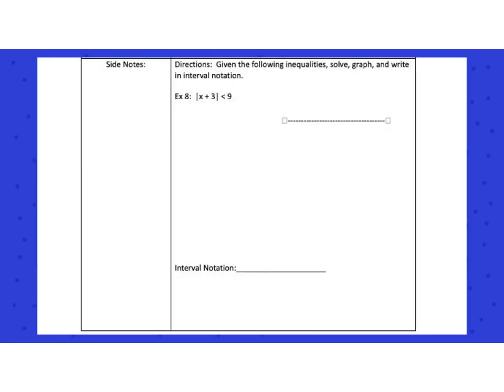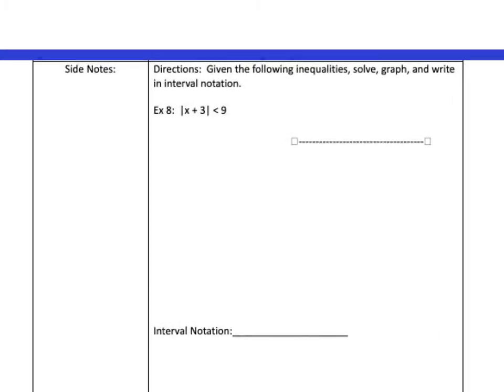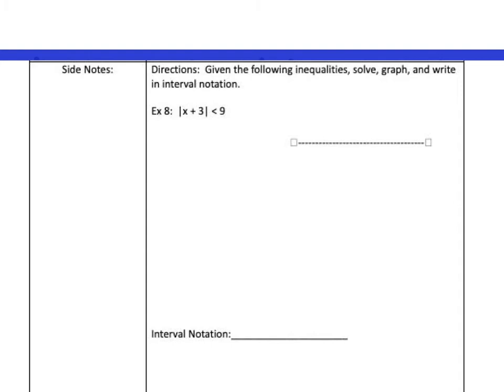Given the following inequalities, we're going to solve, graph, and write them. Write the interval notation. So we look here, is my absolute value isolated? It is isolated, okay? So everything, there's nothing on that side with the absolute value. It's all by itself. So I'm ready to make a decision. Is this AND or OR? Is this a less than or a greater than sign? Less than. So it's going to be an AND problem.